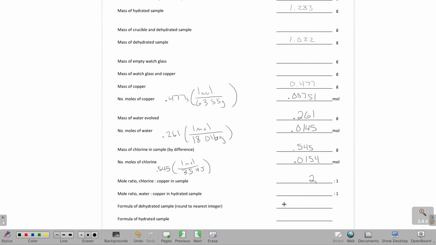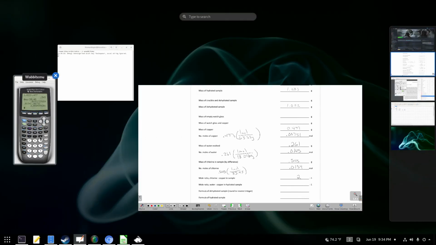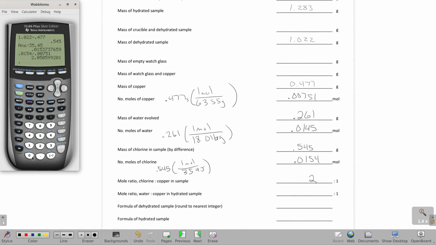And now we're going to do something similar, but now we're going to use the moles of the water compared to the moles of copper. And that's also pretty darn close to 2. 1.93. I'm going to say that's 2 as well.